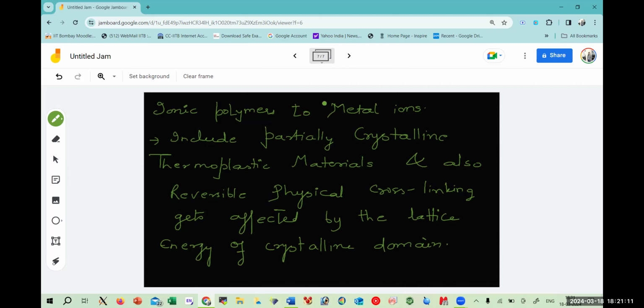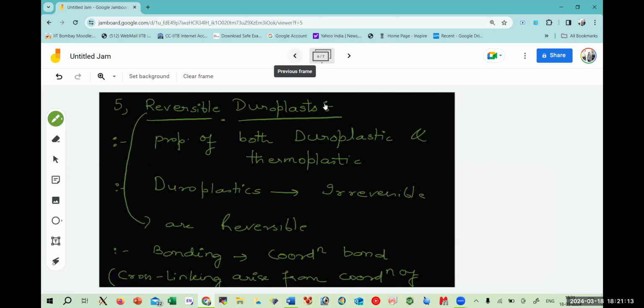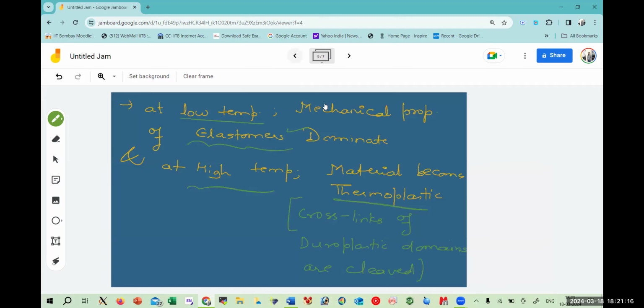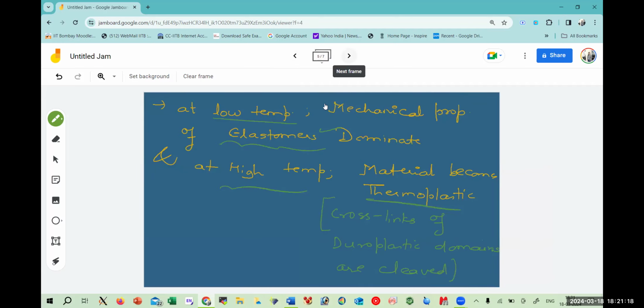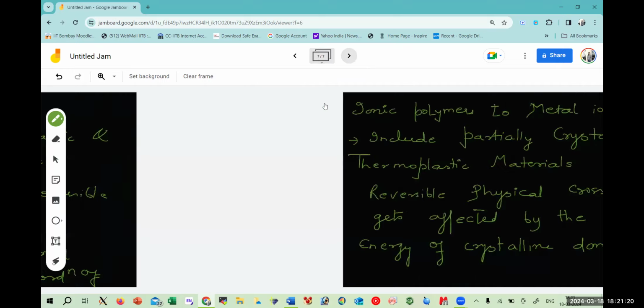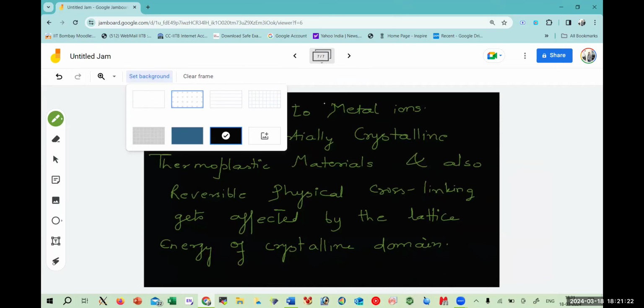Okay, so here we have the five particular types where the name itself is telling you about the properties that are there in the five categories.